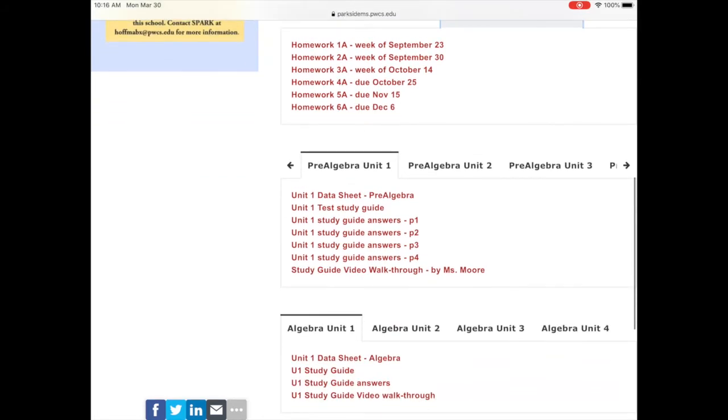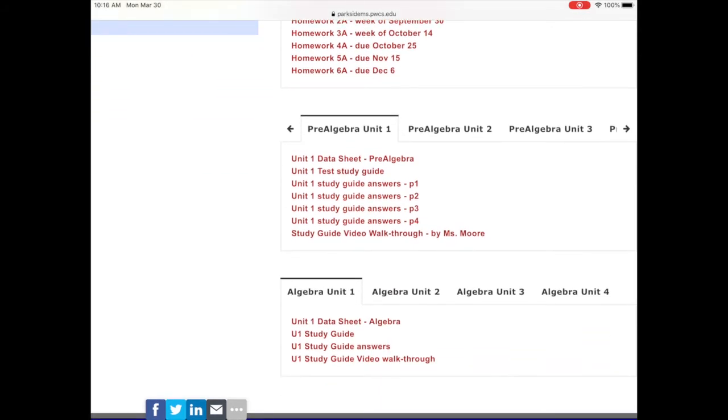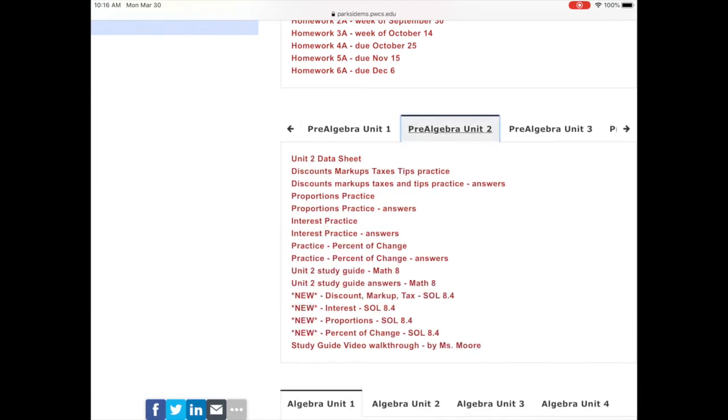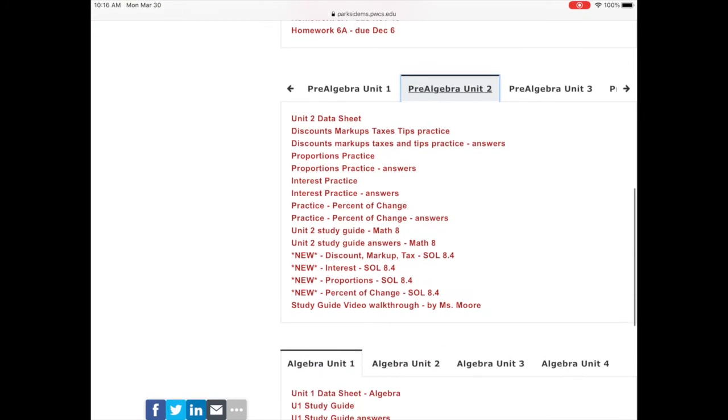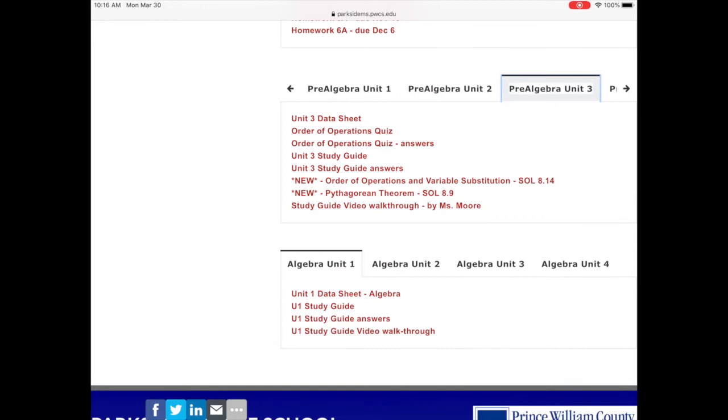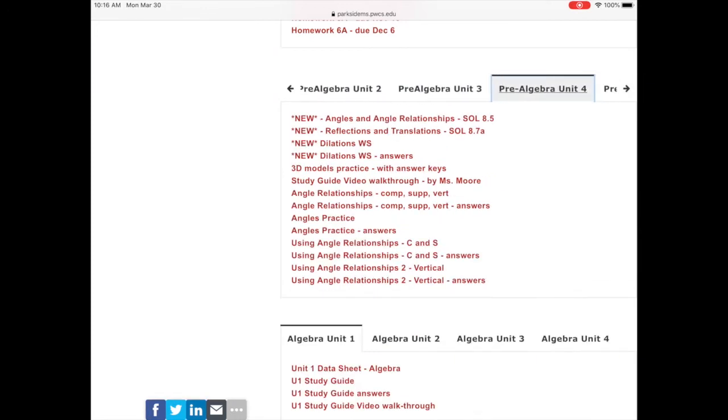Then when you go down underneath there, you're going to see pre-algebra, which is P1 through 4. By units, we have some activities in here. A lot of this stuff is things that we had done in class, and there's also some new stuff there. If you look in any unit, if you see where it says new, for example, the 4 items at the top of this page, if it says new, that's something that I just created for you last week. So you have not seen it in class. It's a brand new practice activity.